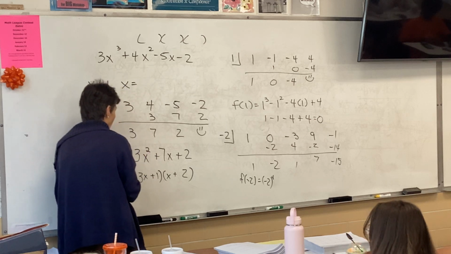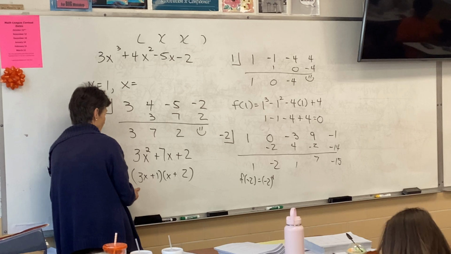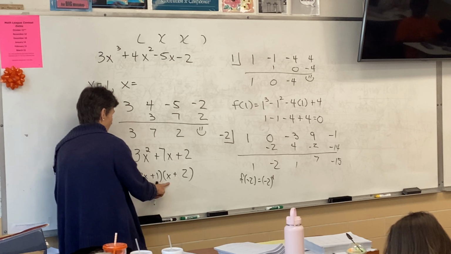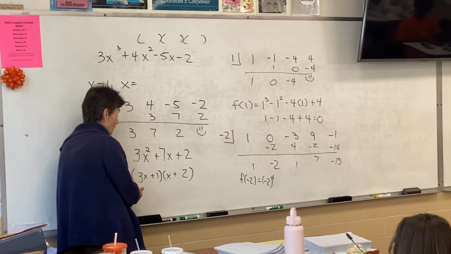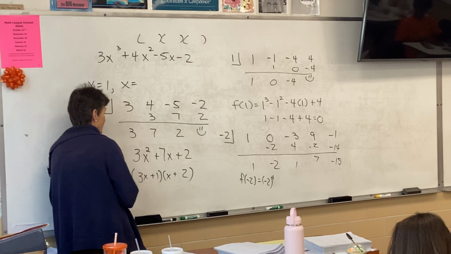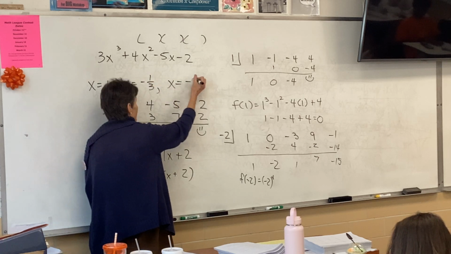So what are my other 2 roots? 1 was the first one. The other 2 are going to be 3x plus 1, x plus 2. Well, those are the factors. What are the roots? What are the zeros? Set these equal to 0 and solve them. What do you get? X equals what? Negative 1/3. Negative 1/3 and negative 2.